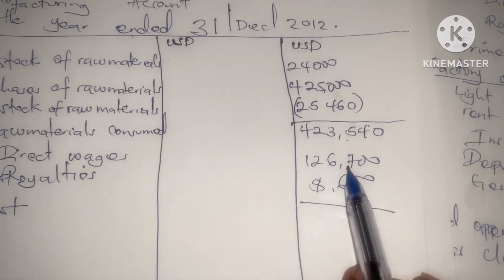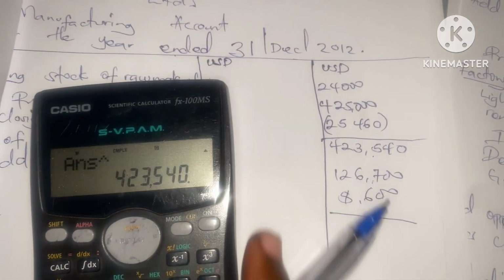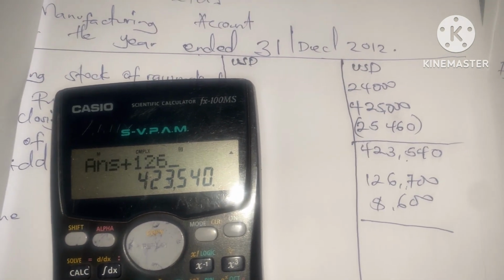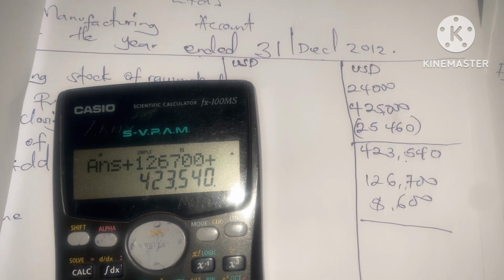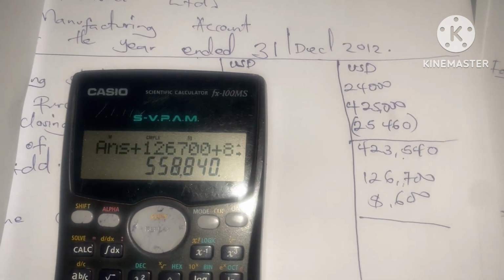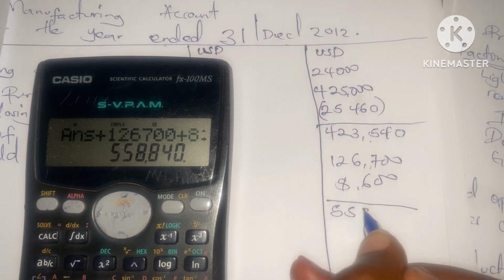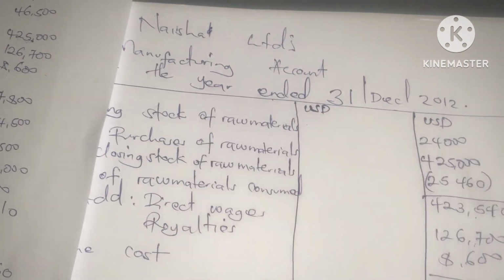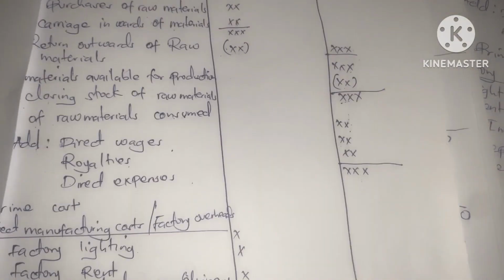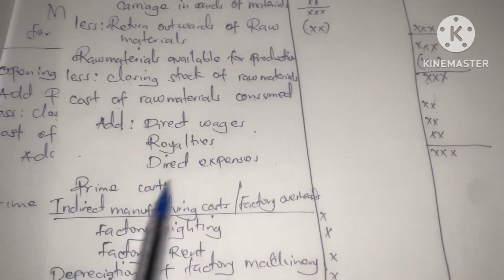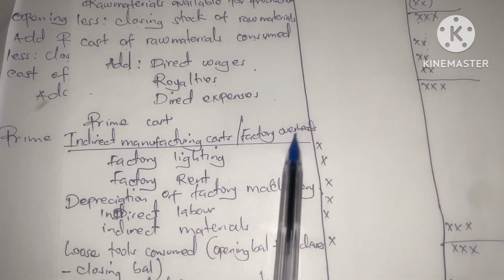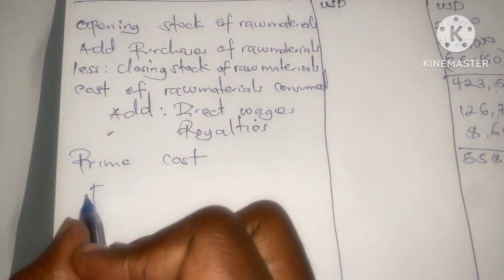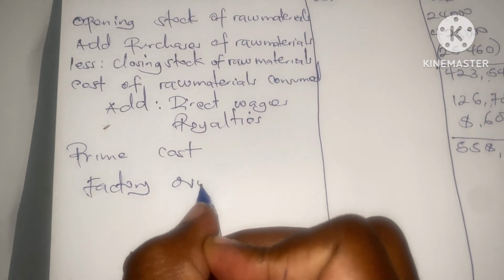We get this plus that: 423,540 plus 126,700 plus 8,600. So it is 558,840. So we are here according to the formatting. Then we go to the indirect manufacturing cost or the factory overheads. That is the next step. So we have factory overheads.